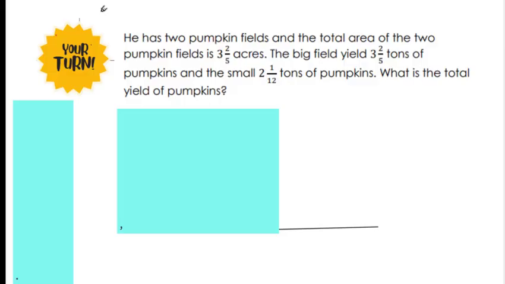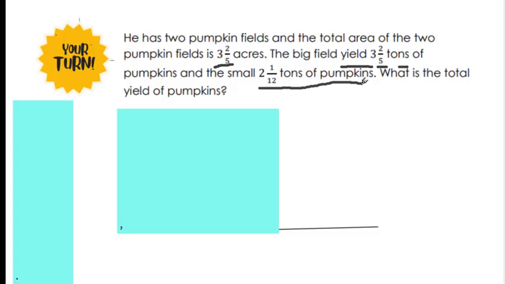Now, we're still at Joe's farm. He has 2 pumpkin fields, and the total area of the 2 pumpkin fields is 3 2/5 acres. Sometimes I like to just underline the numbers because I know I'm going to be doing something with them, right? The big field yielded 3 2/5 tons of pumpkins, and the small field yielded 2 1/2 tons of pumpkins. What is the total yield of pumpkins?